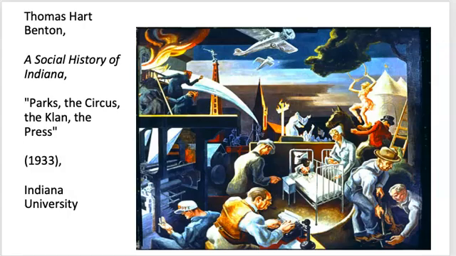So in 2017, this painting was at the heart of a controversy at IU, where a student petition was calling for this mural to be removed from the classroom, because of the Ku Klux Klan that's in the background. But others spoke up in support of the artwork, contending that Benton was looking to draw attention to the evils of the Klan.